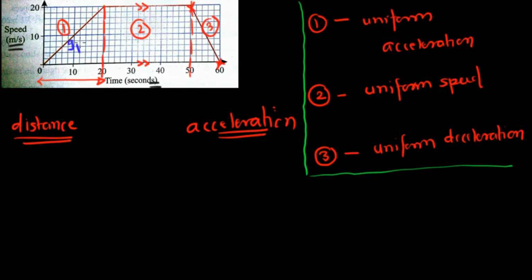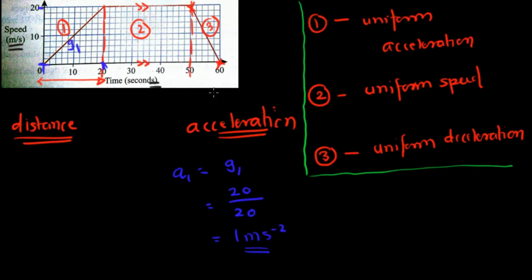Gradient, that means I'm calculating the acceleration. So acceleration at the first stage would be equal to the gradient at the first stage. And as I told you, gradient can be calculated as rise, that's from 0 to 20, and then run, that's from 0 to 20 again. So rise is on the y-axis and run on the x-axis, 20 over 20, and that gives me 1 meter per second square. That's the important thing, the unit of the acceleration.